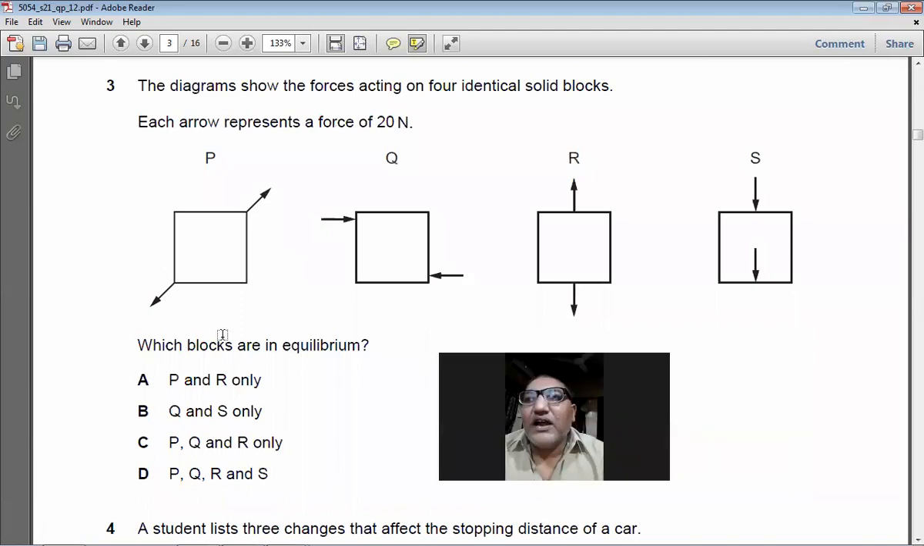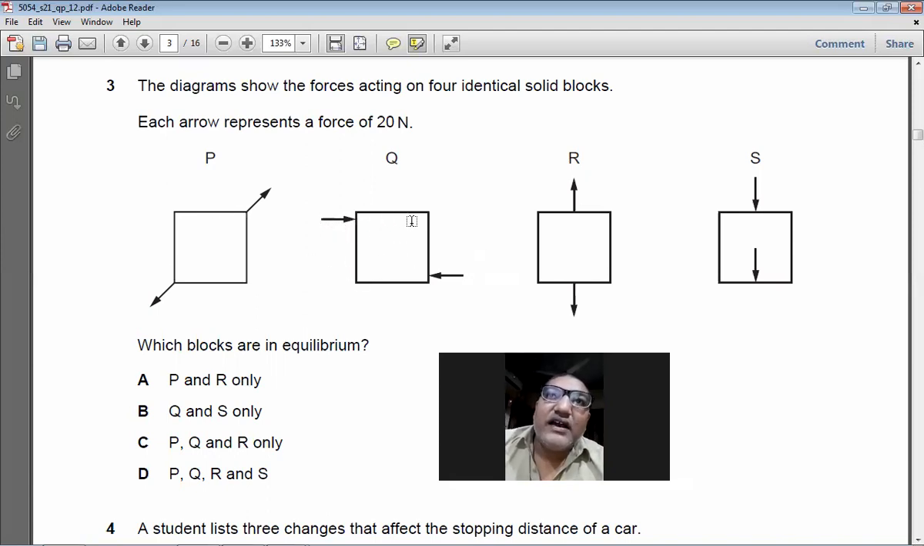We are on question number 3. The diagram shows the forces acting on 4 identical solid blocks. Each arrow represents a force of 20 Newton. Which blocks are in equilibrium? A block is in equilibrium where two forces act on the same body in opposite directions and do not produce a turning effect. For example, here both forces are 20 Newton, acting in opposite directions, and their line of action is the same, so they cancel out each other.